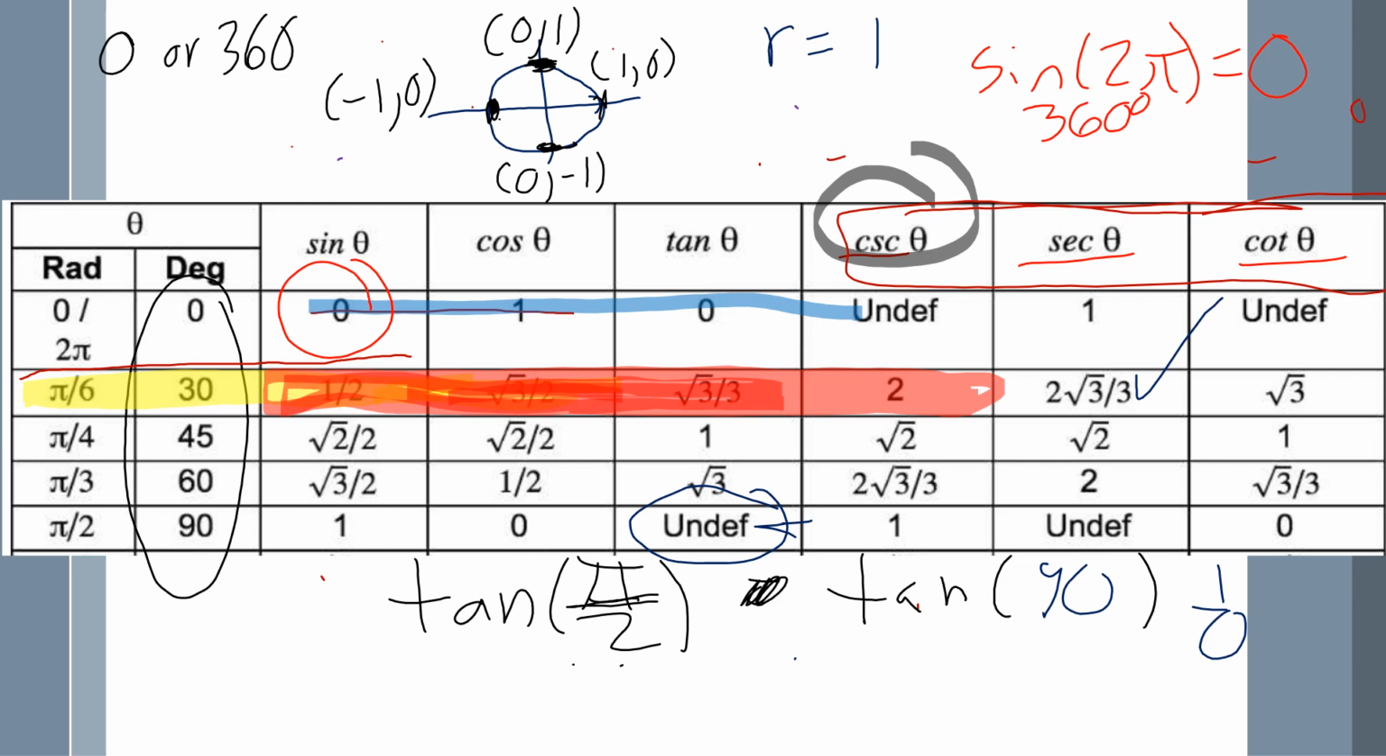All right. And again, if you don't understand that part, just go back to the part where I was talking about how tangent was created. Again, tangent is sine over cosine, so 1 divided by 0 is undefined, and that's where we get this guy from. All right, moving on.